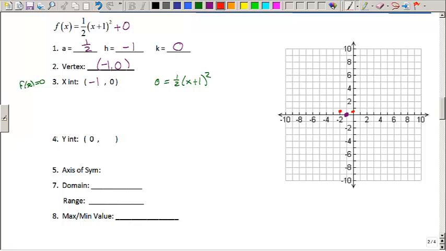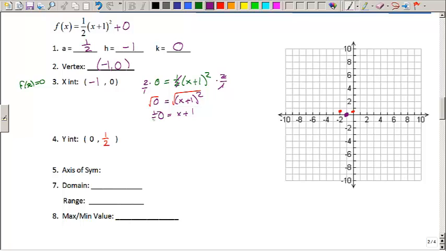Similarly, the y-intercept is already graphed on my y-axis here at 0, positive 1/2. I've already found the x and y-intercept just using my a, h, and k information from the function. Now, if you really wanted to set this equal to 0 and solve, you could. I'm going to multiply both sides by 2/1 to cancel out the 1/2, so I still have 0 equals x plus 1 squared. I take the square root of both sides, which gets me x plus 1 equals plus or minus 0.